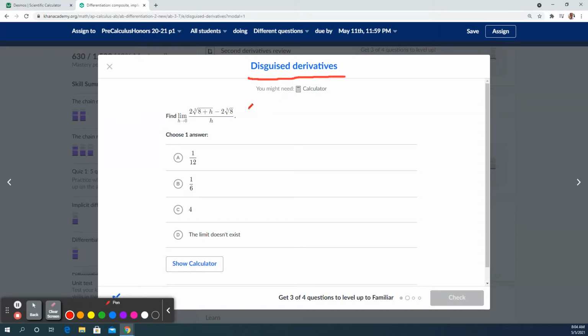Disguised derivatives. What's going on here is they're giving us a limit, and this limit fits the form of our definition of derivatives. So let's go ahead and get that definition out. This form right here looks to be the limit as h goes to 0 of our g function, where we're plugging in some t value, and this is basically our definition.